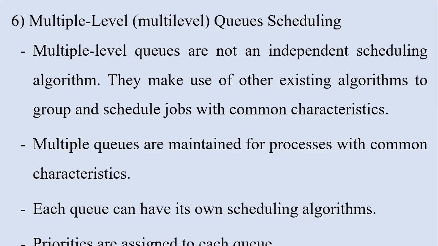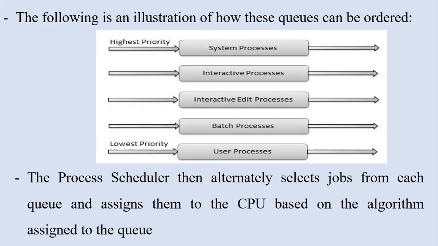The second scheduling algorithm is what we call multiple level or multi-level queues scheduling. Multi-level queues are not an independent scheduling algorithm. They make use of other existing algorithms to group and schedule jobs with common characteristics. Multiple queues are maintained for processes with common characteristics. Each queue can have its own scheduling algorithm, and the priorities are assigned to each queue. The following is an illustration of how these queues can be ordered.